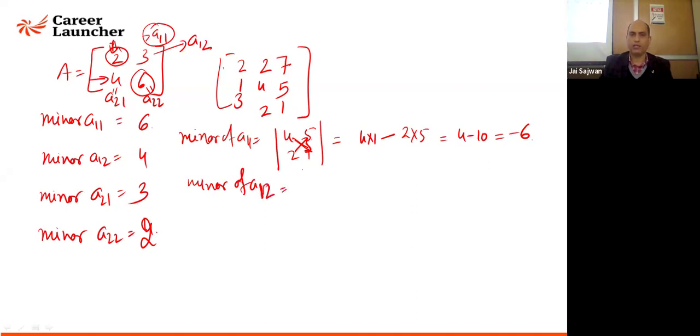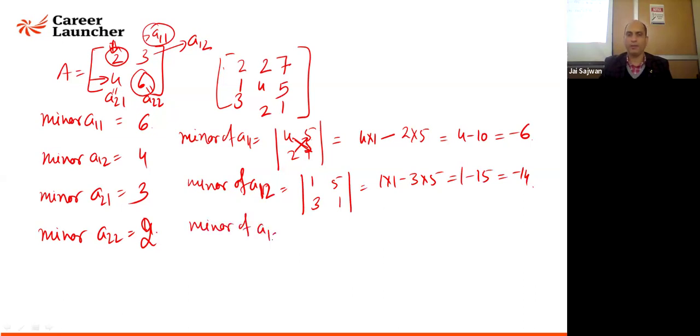I'll not take first row, second column. क्या मैं कहूँ ये 1 3 5 1? हाँ ना. तो this is 1 into 1 minus 3 into 5. क्या आपको समझ में आ रहा है? So this is 1 minus 15 is equal to क्या? Minus 14. What about the minor of A13? First row, third column I will not take. I'll say it is 1 4 3 2. Let's solve it. 1 into 2 minus 3 into 4.